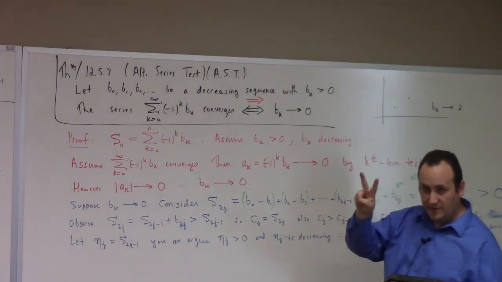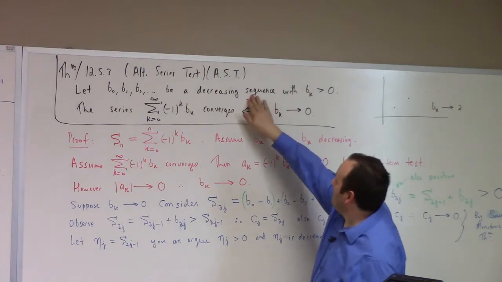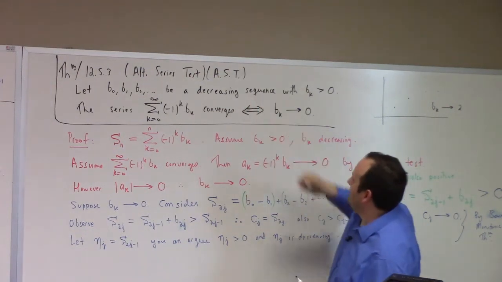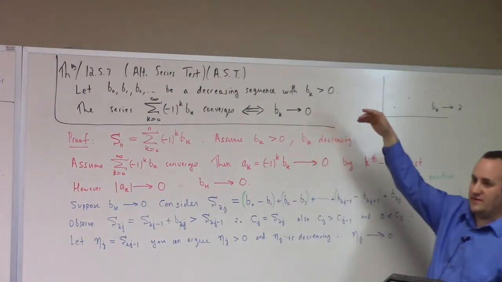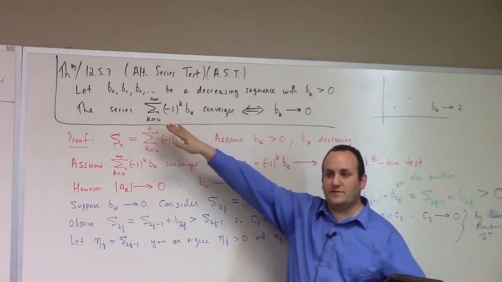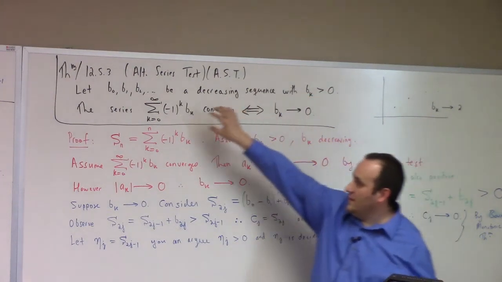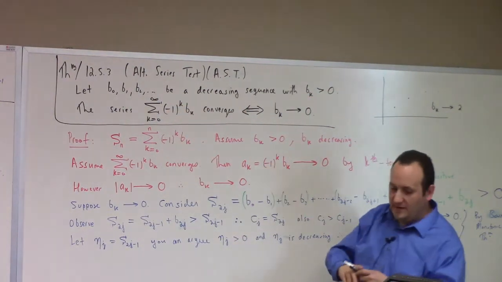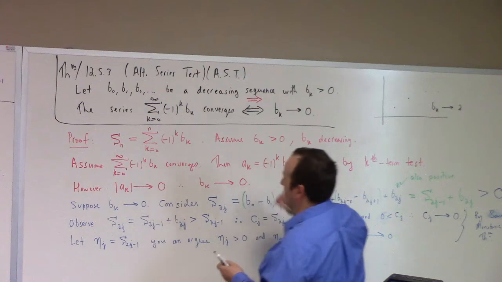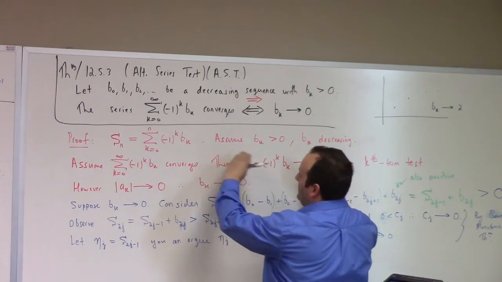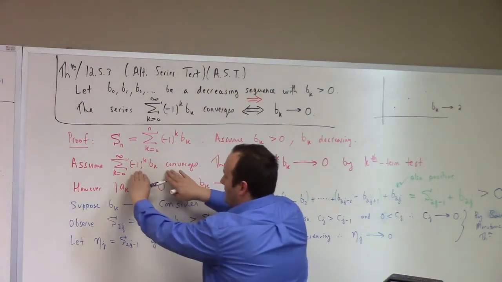So to prove this, two directions, right? Thankfully, not just one direction. If I say that this converges if and only if b sub k goes to 0, that means I need to prove that if the alternating series converges, then b sub k goes to 0. And then conversely, if b sub k goes to 0, then the series converges. Now, the first direction, which I had just illustrated in red, is really easy. First of all, suppose that you have positive terms that are decreasing, and then suppose the series converges.